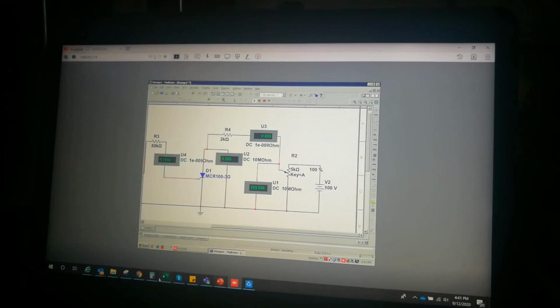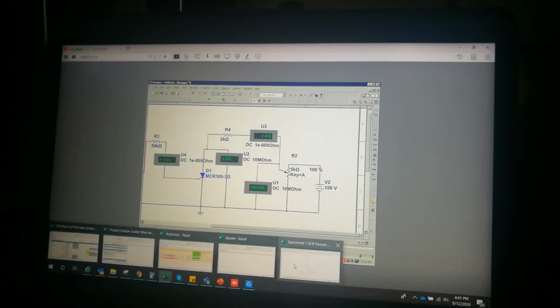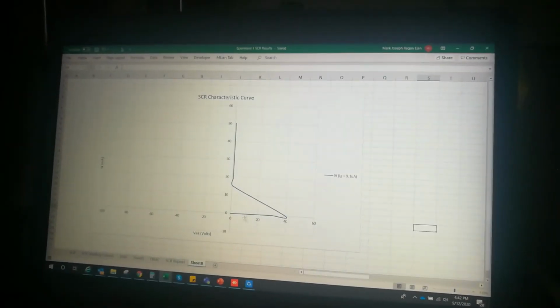If we will plot the points, we will get this initial characteristic curve. So we increase the volts supplying the SCR, and when we reach around 40 volts, the SCR already moved to conducting state, and the voltage drop across the diode or the SCR, the VAK, is now already around 0.5 volts, very small, while the current continues to increase.